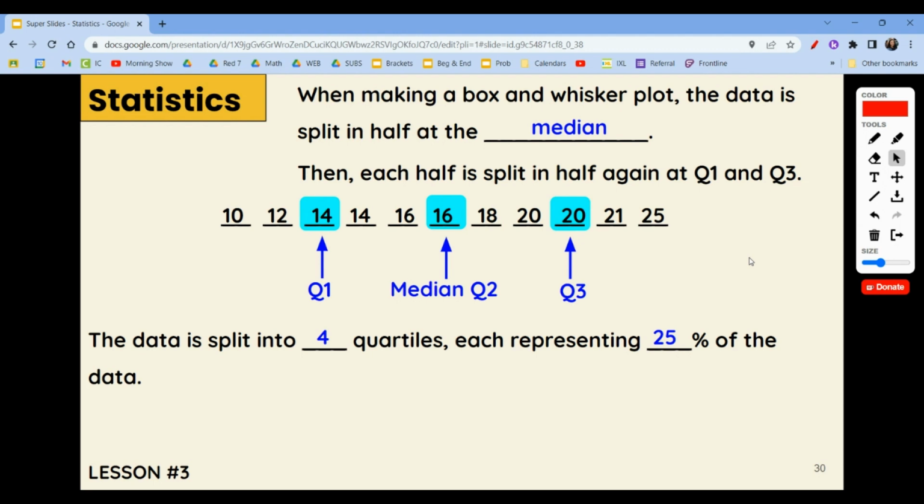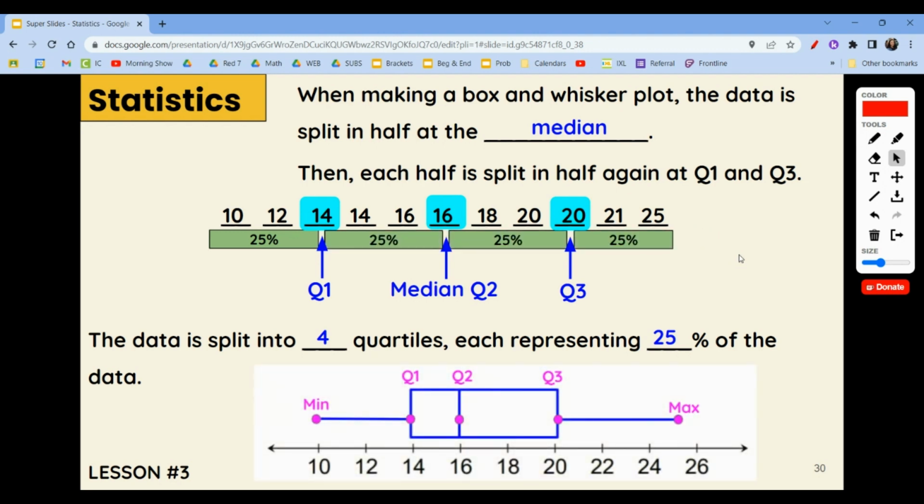If I take this data from above and I put it on a box and whisker plot, this is how the box and whisker plot would look. This whisker would be 25% of the data. This section of the box would be 25% of the data. This section of the box would be 25% of the data. And this whisker would be 25% of the data.